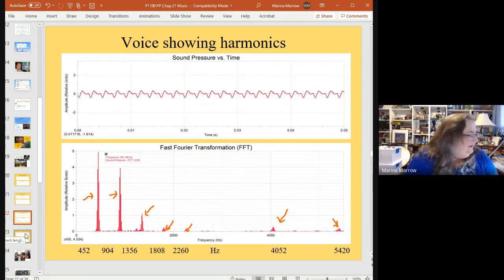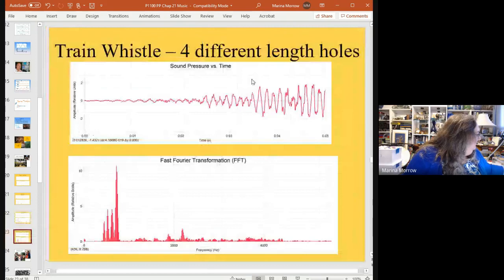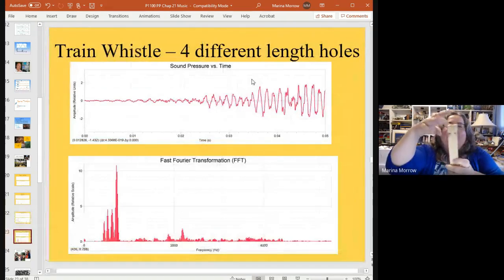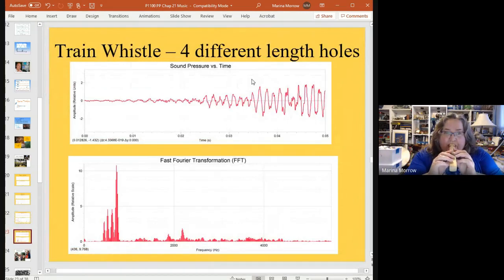And here's a train whistle. So the train whistle, not a real train, but these little toys, they have holes drilled in them at 4 different lengths. So when you blow on it, you get 4 different frequencies at once. So you can see how this is not the train whistle. That one is the better one. That's at the college right now. So anyway, but you can see there's 1, 2, 3, 4 different fundamental frequencies.